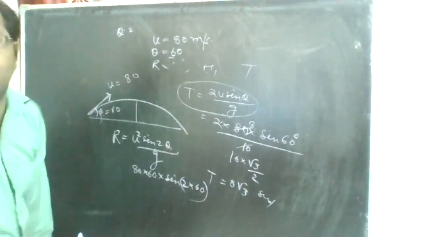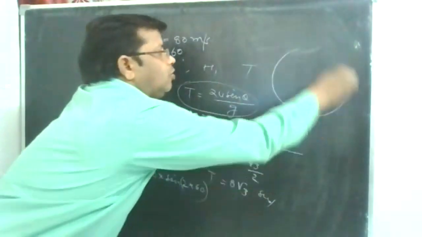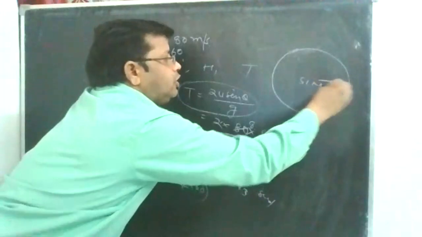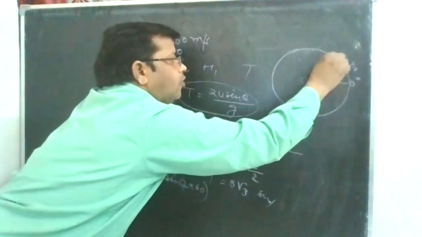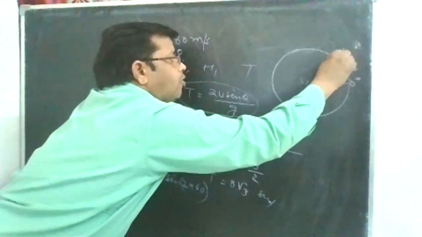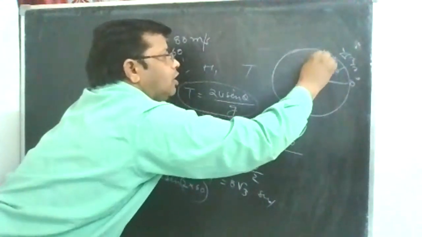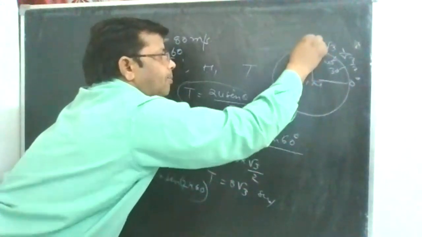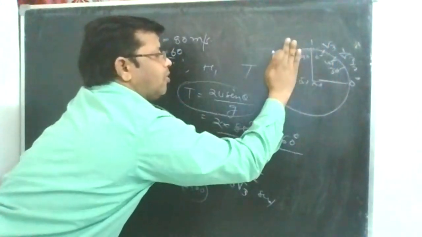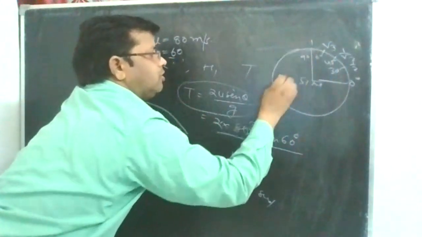It is root 3 by 2. But see here, you know sine 0 is 0 degree, sine 30 is 1 by 2, sine 45 is 1 upon root 2, sine 60 is root 3 by 2, and sine 90 is 1.